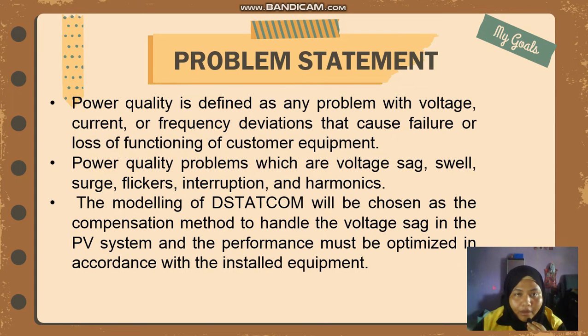For the problem statement, power quality is defined as any problem with voltage, current or frequency deviation that causes failure or the loss of functioning of customer equipment. Power quality problems include voltage sag, swell, short, flickers, interruption and harmonics. The modeling of the STATCOM will be chosen as the combination method to handle the voltage sag in the PV system, and the performance must be optimized in accordance with the installed equipment.